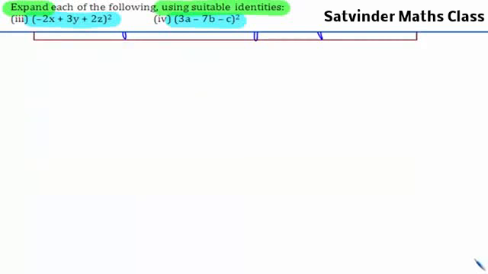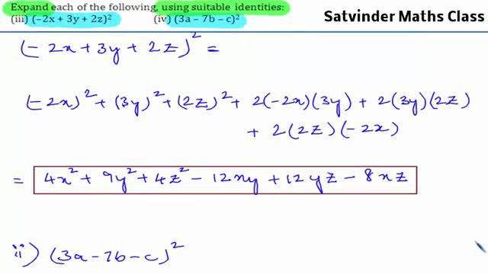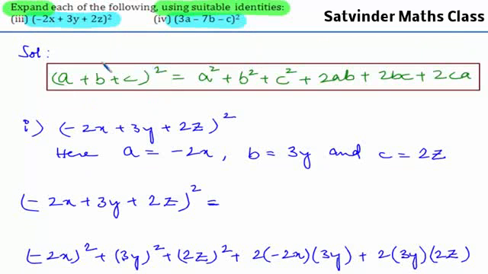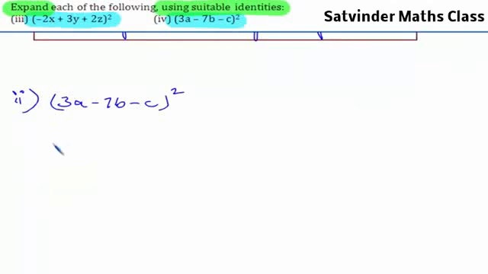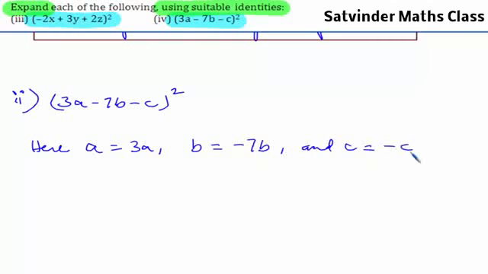Now let us take up the second expansion, which is (3a - 7b - c)². Now let us compare this with the identity, which is this one. Now in place of a, we have 3a. In place of b, we have -7b, and in place of c, we have -c.